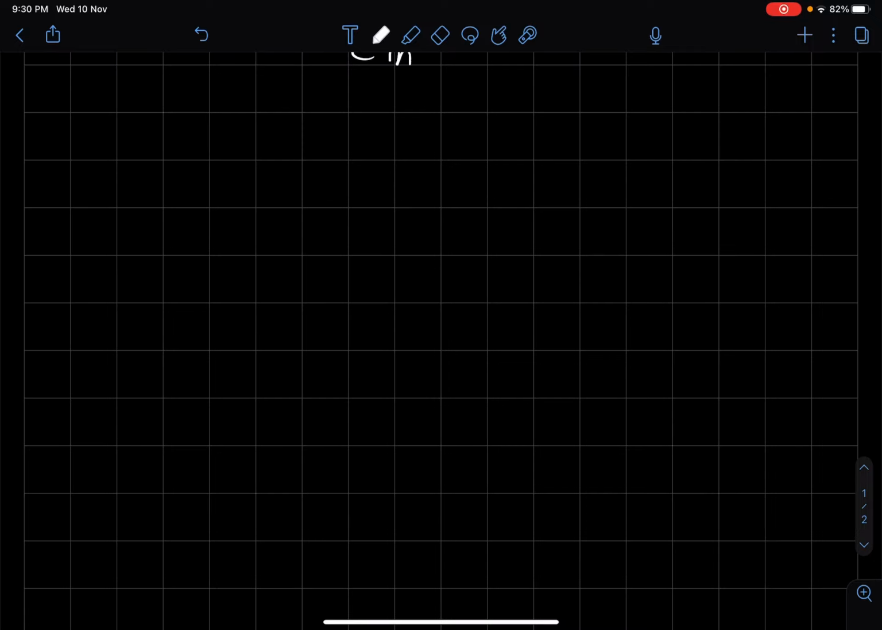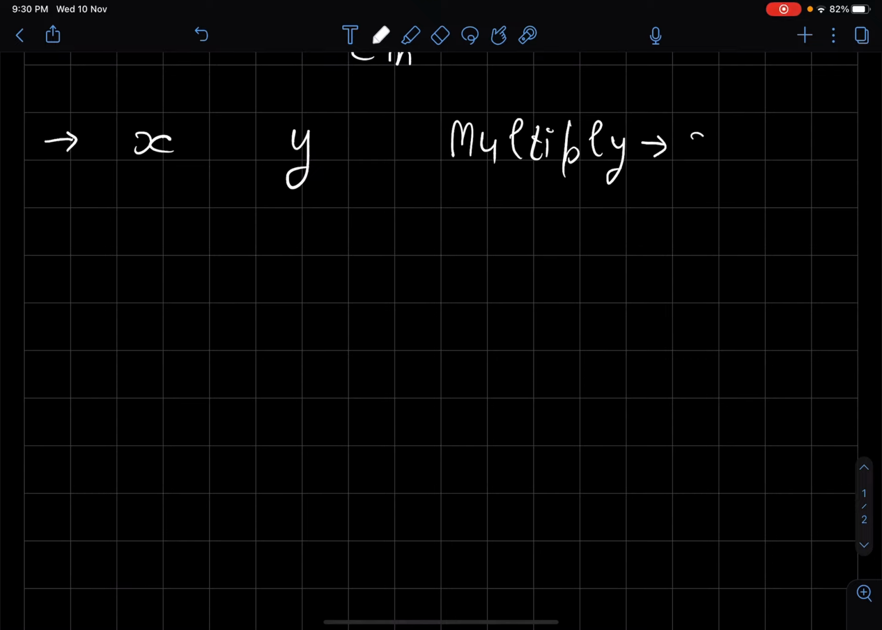Now let's say we have two quantities. One quantity is x and the other is y. When we multiply these two quantities, we mean x multiplied by y. We can simply write it xy. Some people write yx, which is mathematically correct, but it's kind of absurd to write.